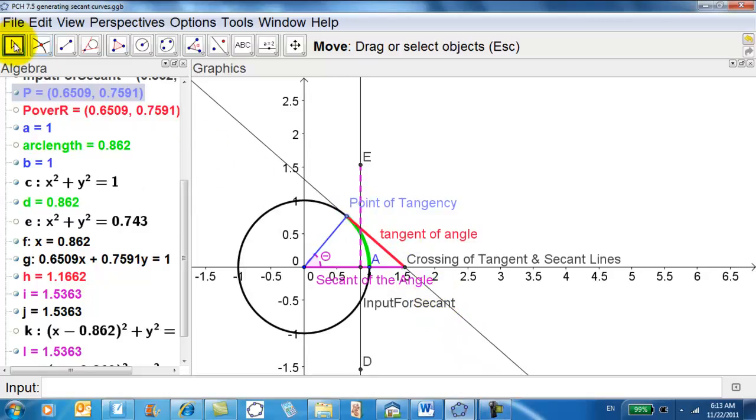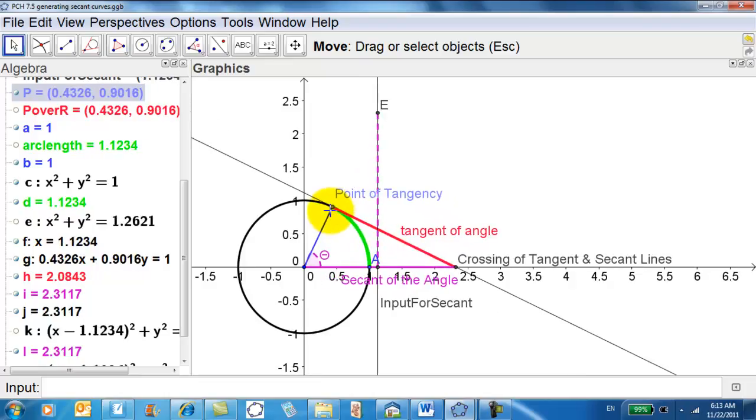When we look at secant lines, notice how the tangent line hit the circle in one point. This secant line crosses it here and over here. So that's why it's called the secant line. Now specifically we go through the very center of the circle, center of the unit circle. So now this length here, from the center to where the secant and tangent lines cross, that's actually going to be the secant of the angle.